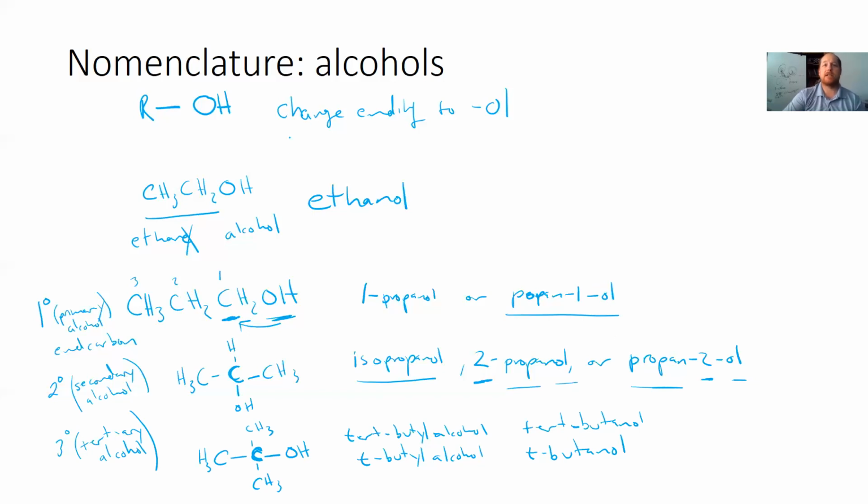The key though is just that you're really changing the ending to an OL, and you're using that same root, okay? So I'm not gonna try to trick you on this, right? Oftentimes you're just gonna wanna identify a functional group, and if you can name it, it'd be a simple alcohol to name. Okay. That's alcohols.